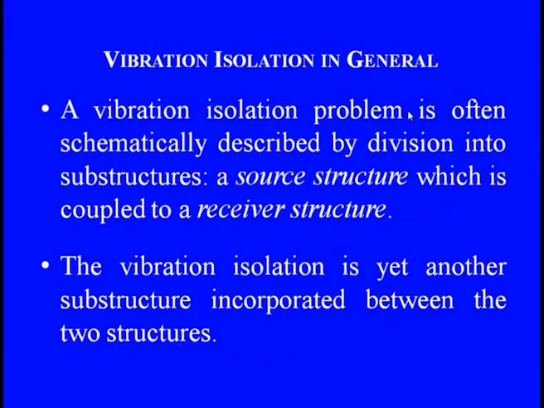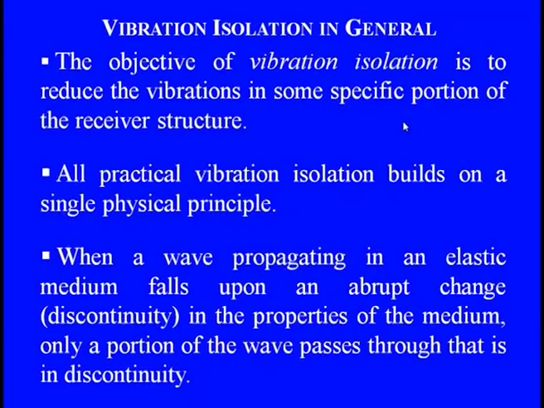A vibration isolation problem in general is often described by two things: the source structure, which is coupled to the receiver structure. So we can incorporate the isolators in either the source or the receiver. The objective of vibration isolation is to reduce the vibration at a specific portion of either the source or the receiver structure. And all practical vibration isolation problems are built up from the combination of these two physical principles.